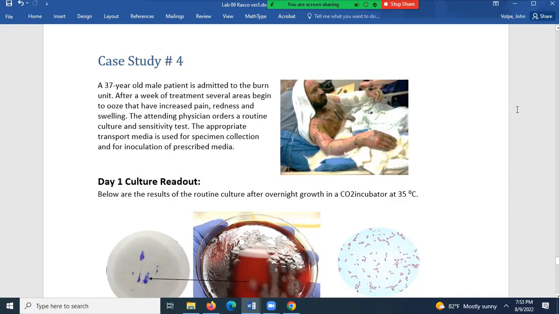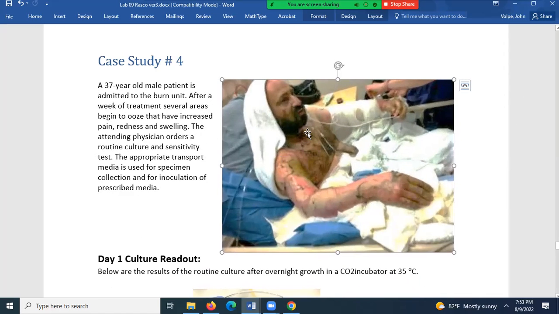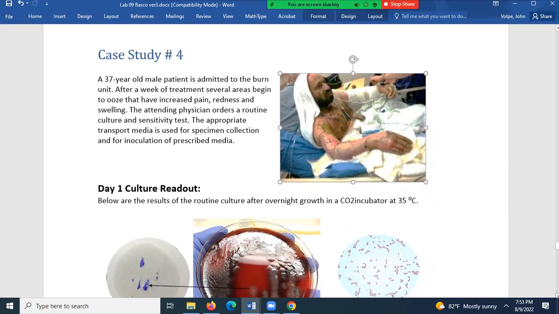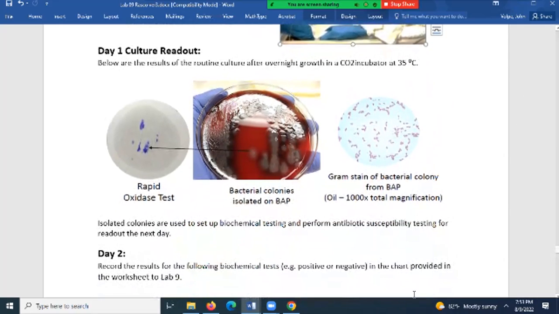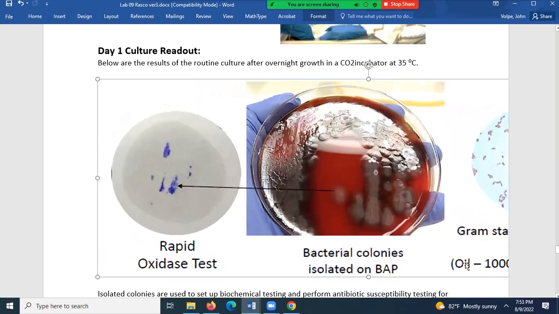You can also look at the coloration of the patient. I'm going to have to blow this up. We can see that there's coloration of the infection. We have some cultures, oxidase test here, bacteria colonies growing on BAP here, and this isn't very clear, so you have to blow that up. Oh, we have black darkening of the agar.